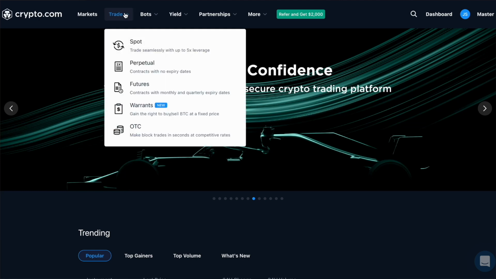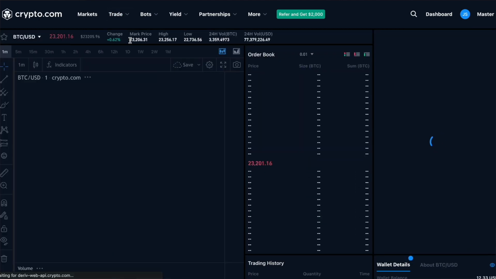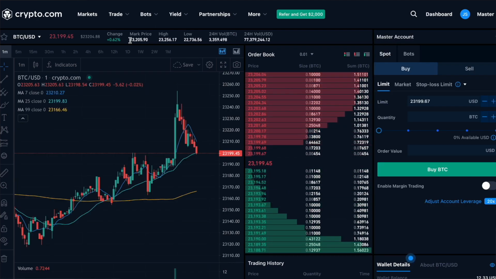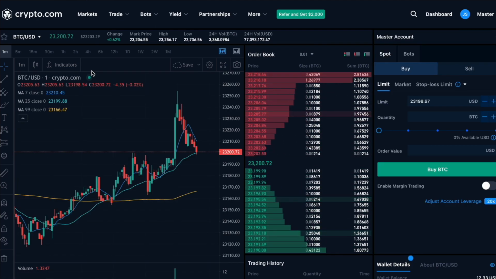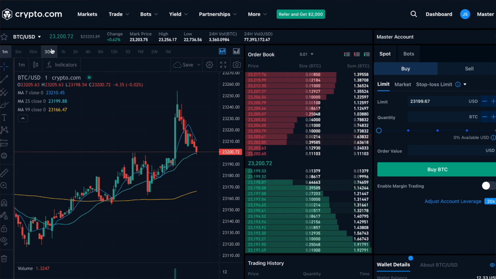In the upper navigation bar, we find the Trade tab here and select Spot. This brings us to the following page. As a first step, we will find the correct trading pair we want to trade. As said, we want to buy Bitcoin with our US dollar.